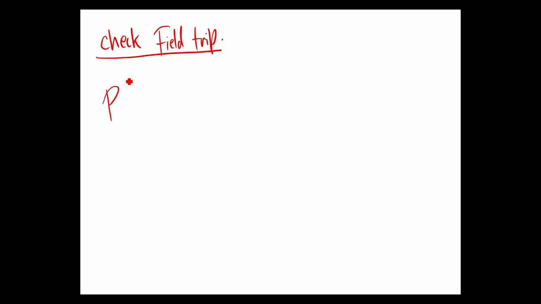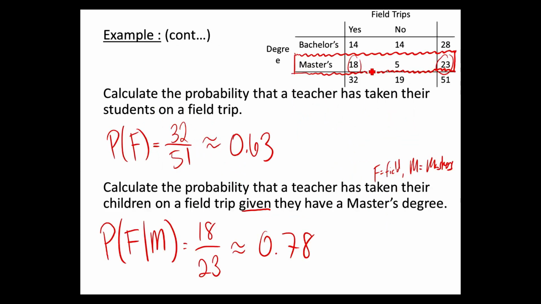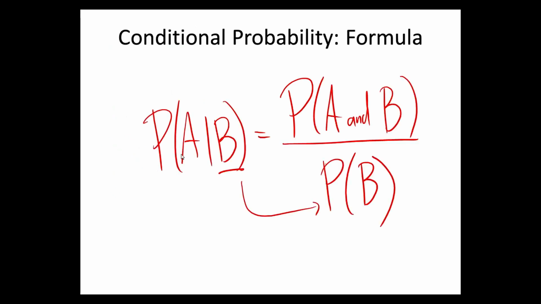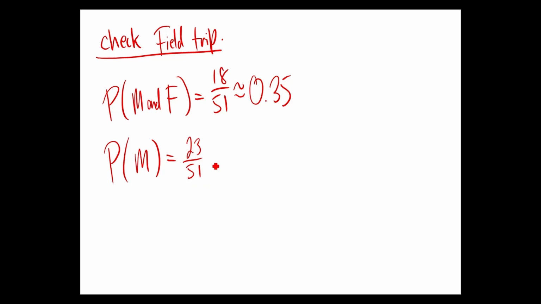If you do the probability of, say, masters and field trip, that would have been 18 out of 51. Go back to your table. Which is approximately what? 35%-ish, 36? 0.35, right? And the probability of just having a master's degree in general was 23 out of 51. So that's about 45%? 46? 45, right?